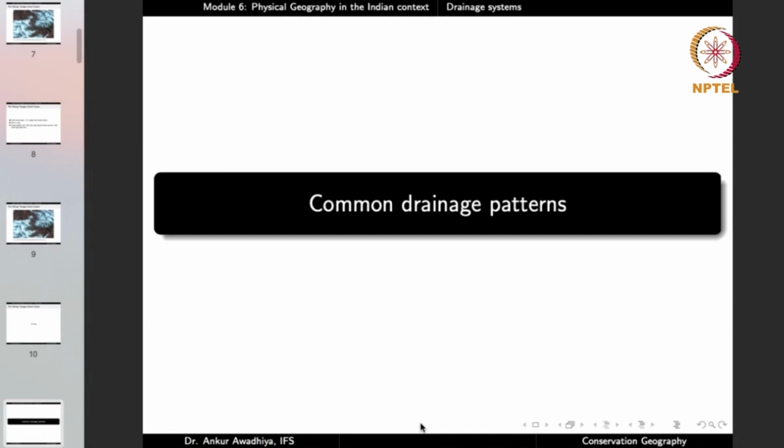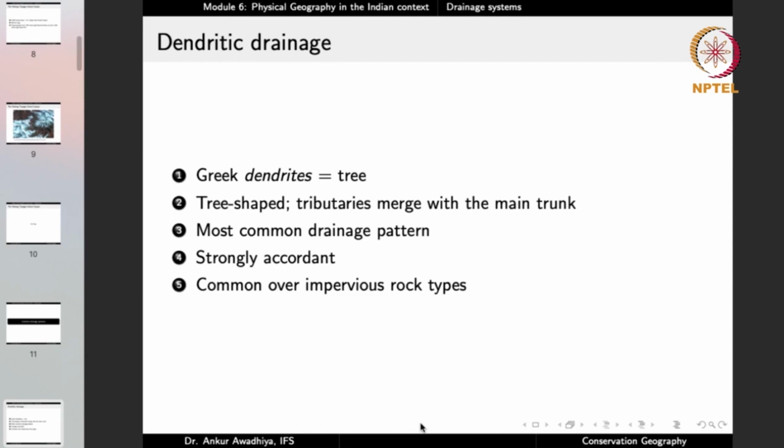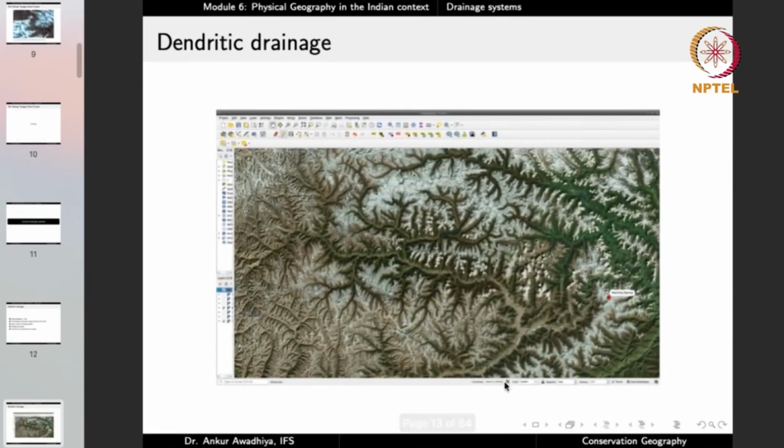Now let us have a look at some common drainage patterns. What kinds of drainages do rivers make? The most common drainage is the dendritic drainage. The term comes from the Greek word dendritis, which means a tree. So this is a tree-shaped drainage where tributaries merge with the main trunk. This is how it looks. You can consider that this is a tree, and in this tree you have all these different branches, and each branch has its own sub-branch, and the sub-branches have their own sub-sub-branches. So it looks very much like a tree with a main trunk and a large number of branches.